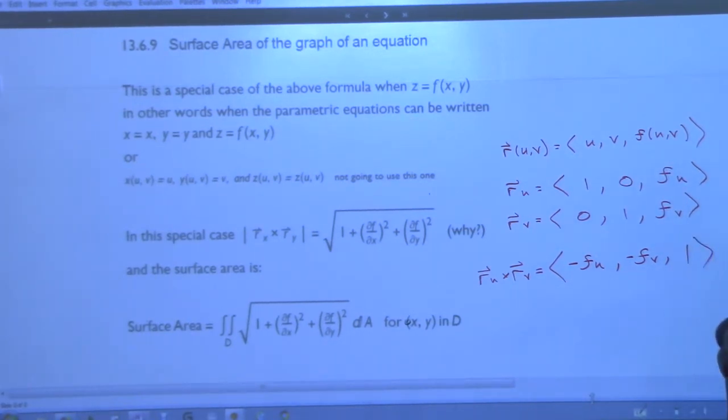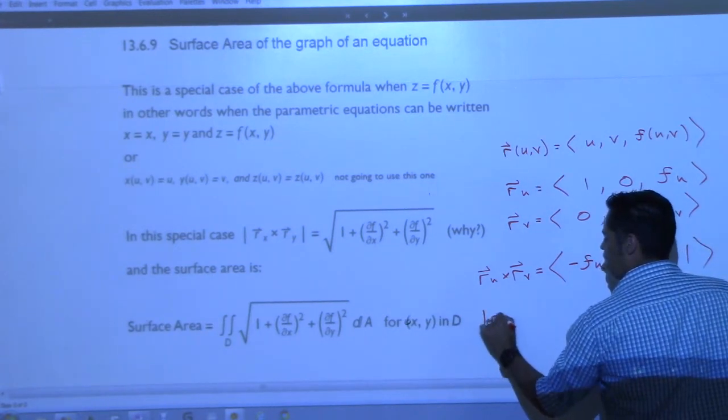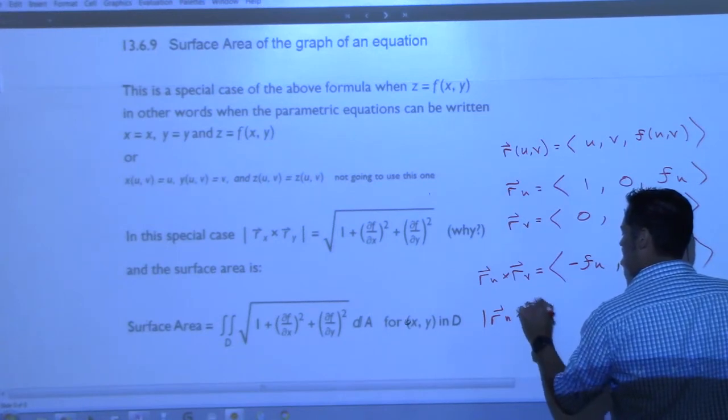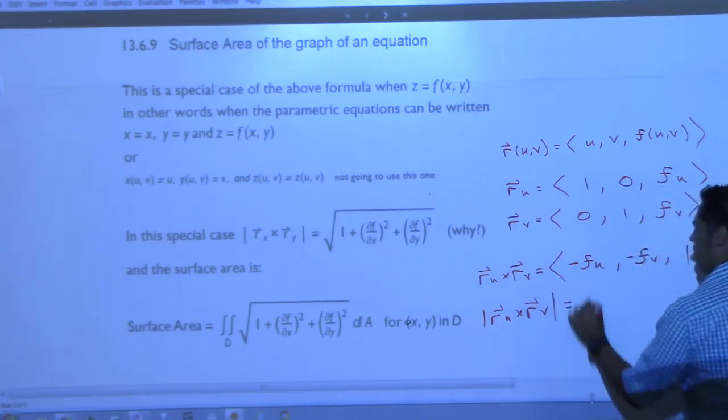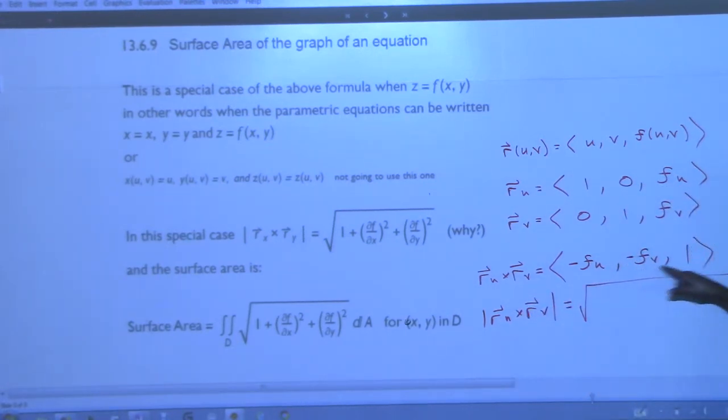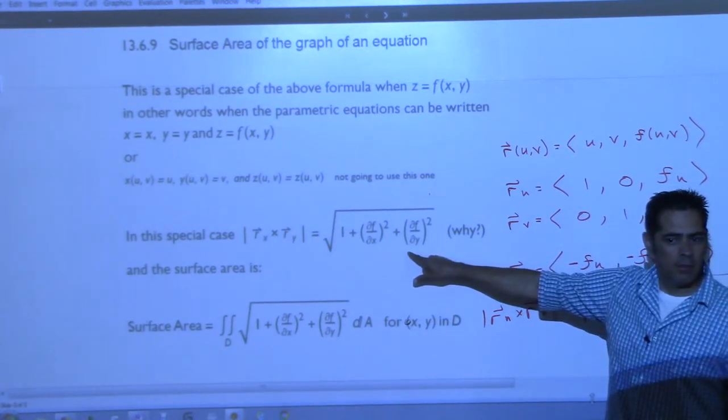And now you need the magnitude. So if I take the magnitude, square root of that squared plus that squared plus that squared, right? Which is that. Okay, do y'all see that?